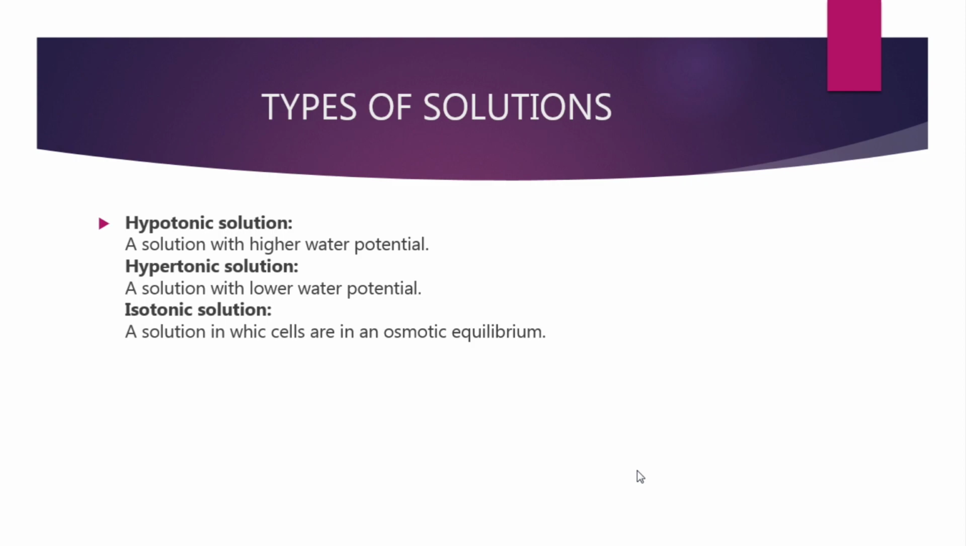It is a solution in which cells are in osmotic equilibrium. If you place a cell in an isotonic solution, there will be no change inside the cell, as the concentration of the isotonic solution would be the same as the concentration of the cell, so no change would take place. Now in hypotonic and hypertonic solutions, in both of these solutions, the change occurs through the process of osmosis.